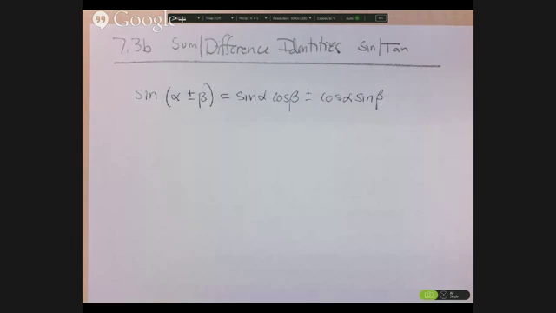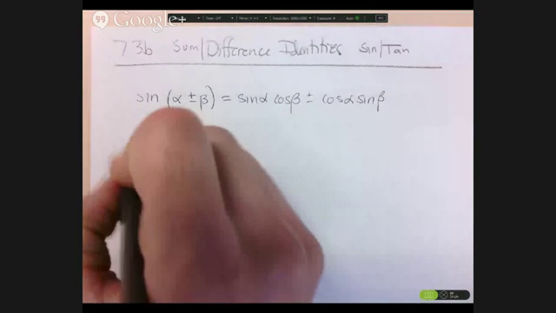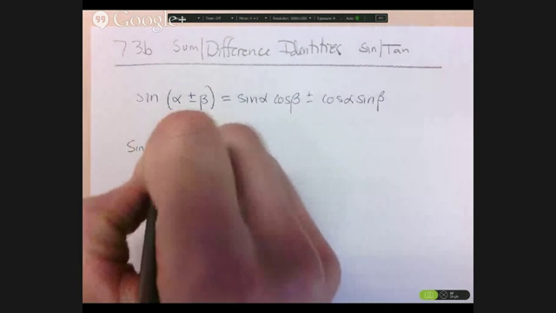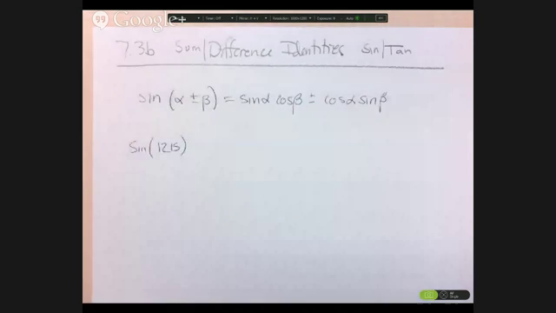Let's try the sine. This is a stab in the dark, so let me see if it works. 1215 degrees.